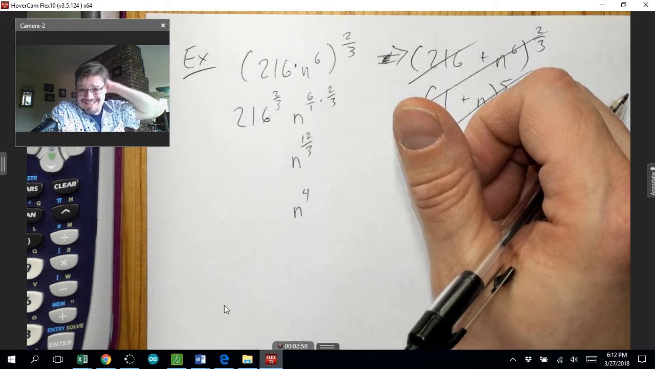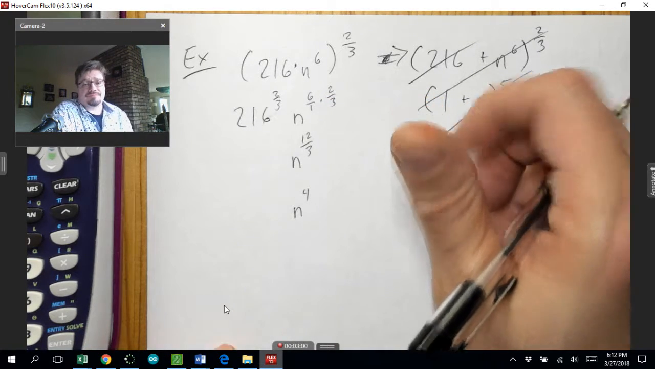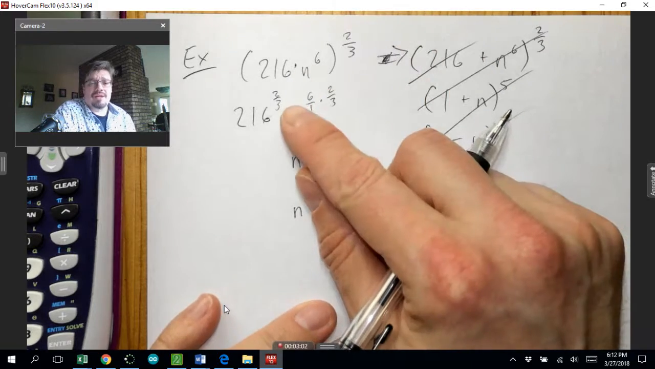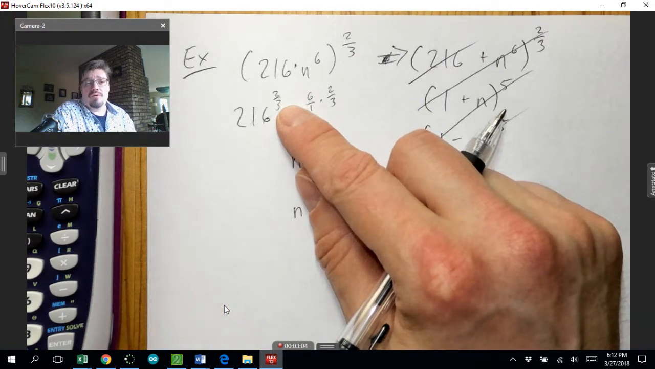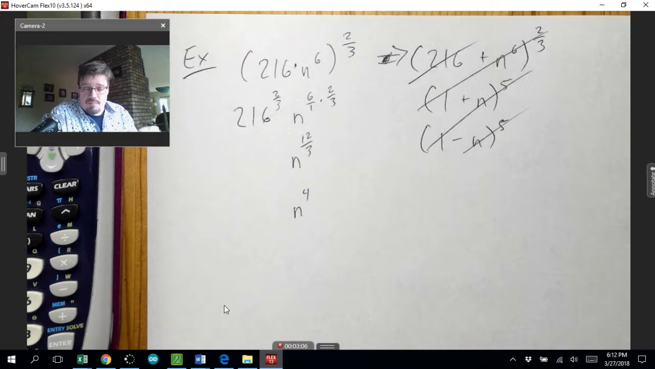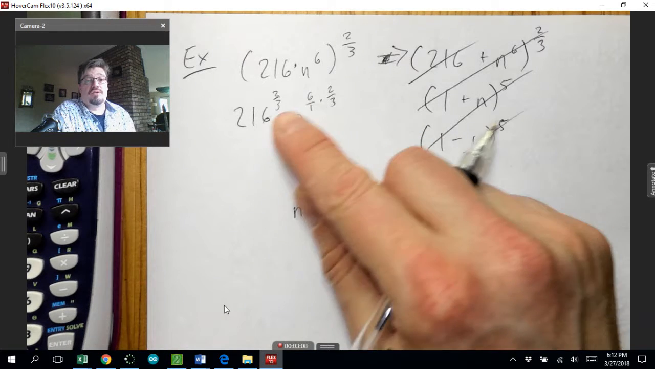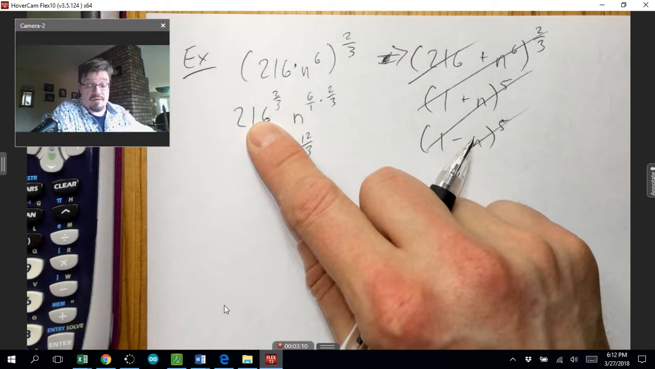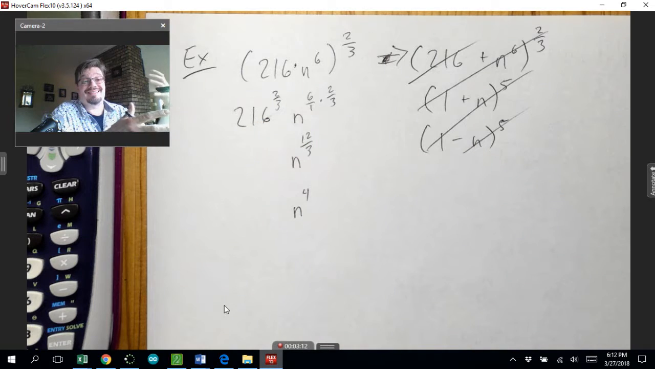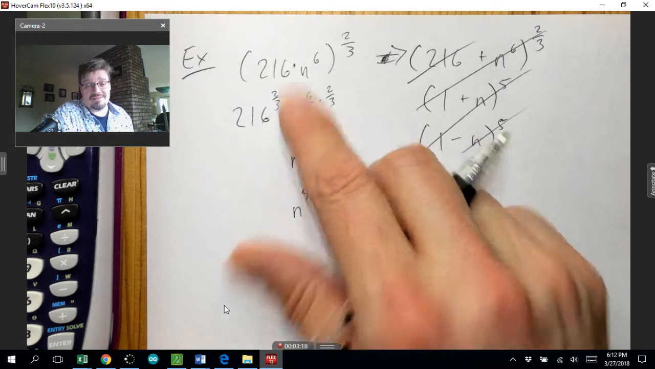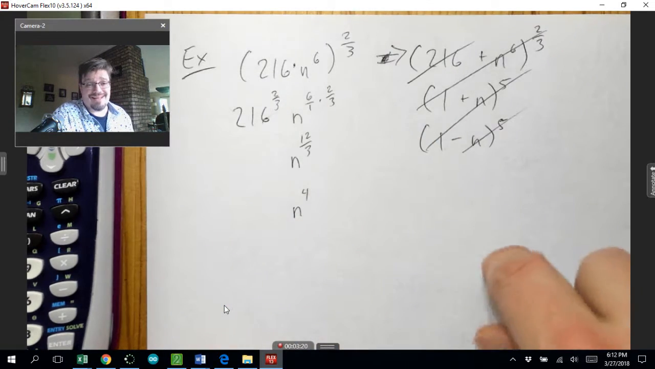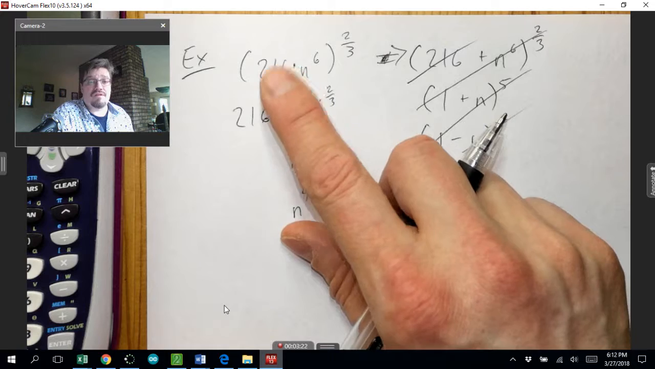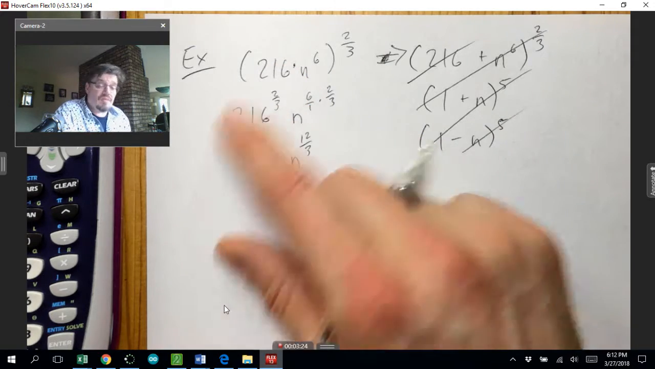Now, if we go to 216, though, this is a little different. Remember what I said. You got to do the root first. Shrink the number, then raise it. If you raise an already large number to a higher power, it's more time-consuming to find the roots. So please, to save yourself time on the SAT, take the roots first, then raise it to the power.